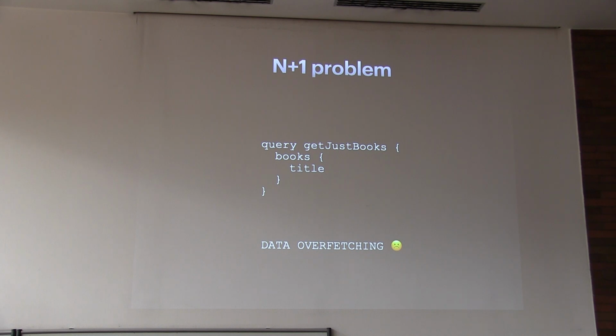But as we discussed before, GraphQL is more flexible than REST. So it's possible that somebody is going to request only titles of the books because they don't care about the authors. So is it going to work in this case? Of course it will, but there will be some data overfetching. What does it mean? It means that on the backend side we're going to fetch the authors, but we're not going to actually return them. So it's wasted resources.